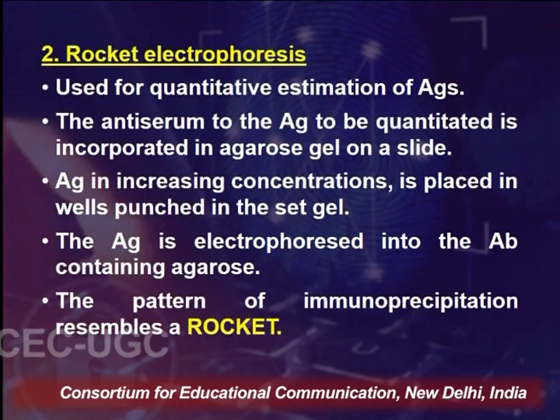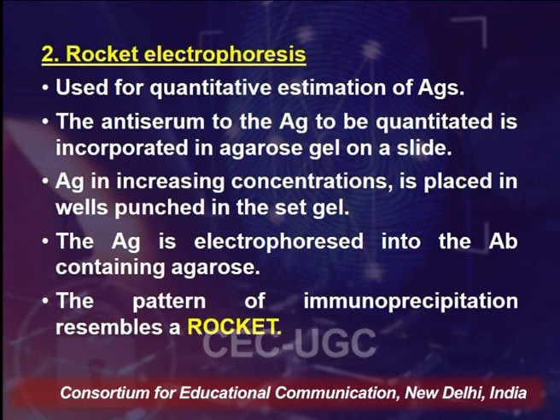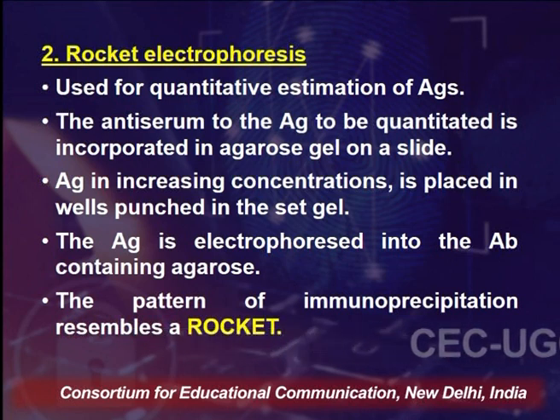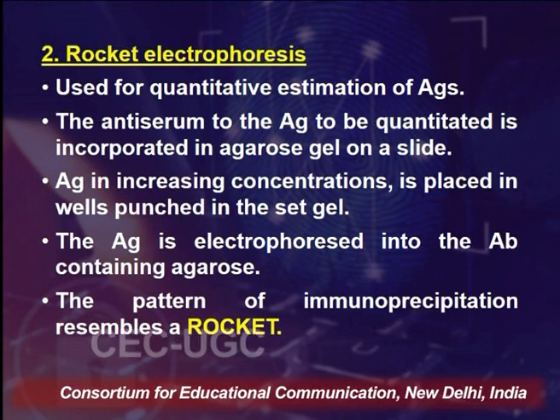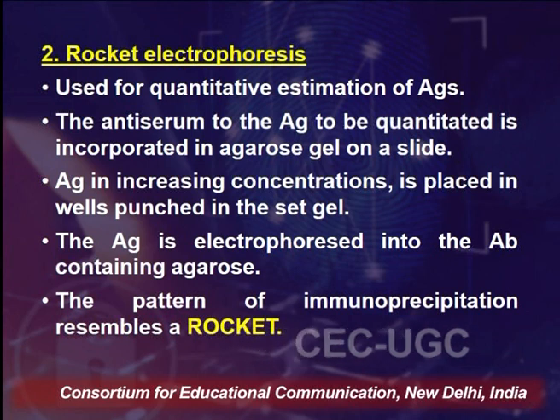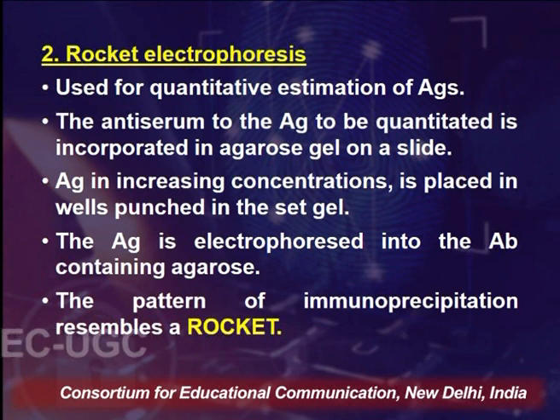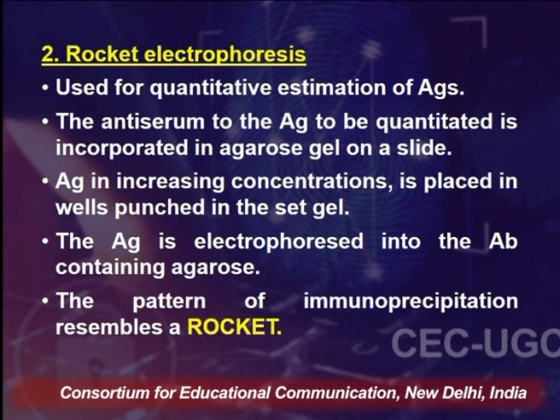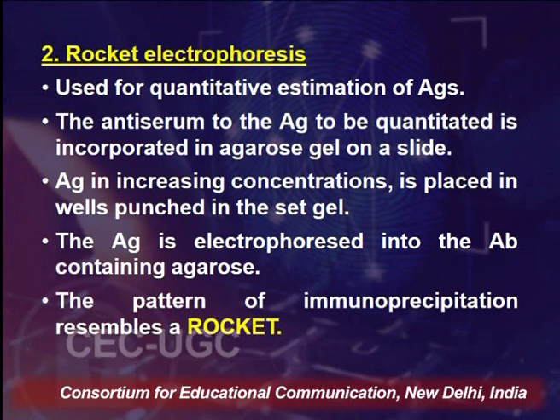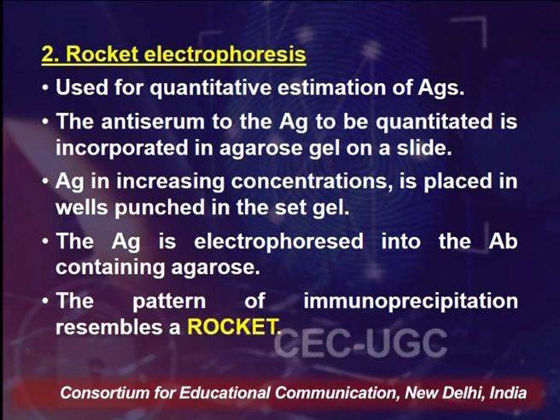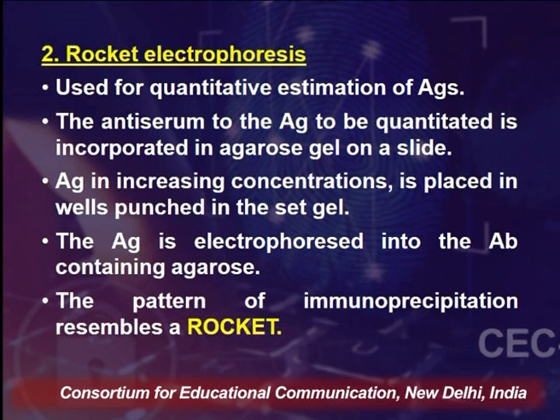The second part of the electroimmunochemical technique is rocket electrophoresis. It is used for the quantitative estimation of antigens. The antisera to the antigen, which is to be quantified, is incorporated in agarose gel on a slide. Antigen in increasing concentrations is placed in wells punched in the gel, and the antigen is electrophoresed into the antibody-containing agarose. The pattern of immunoprecipitation resembles a rocket, that is why we call it rocket electrophoresis.